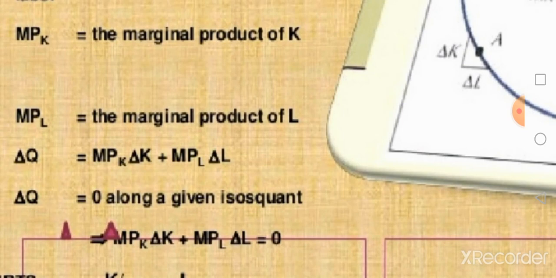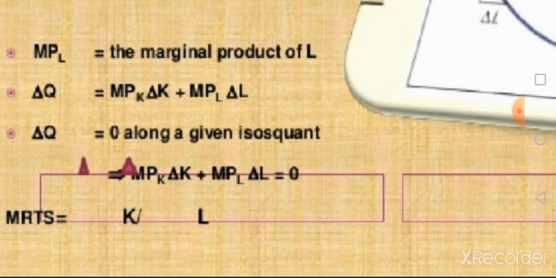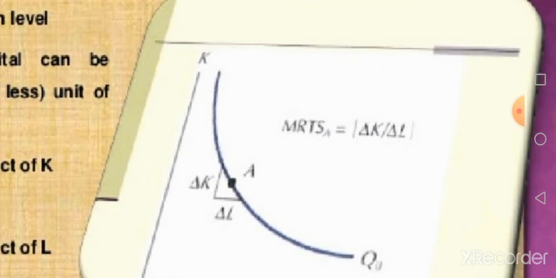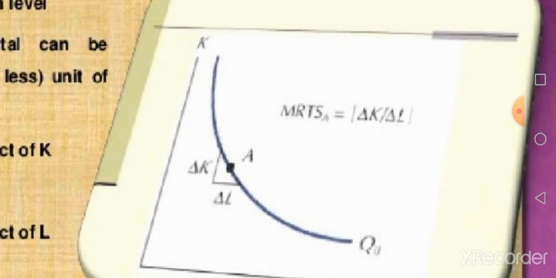So the equation is MPK delta K plus MPL delta L is equal to 0. MRTS is defined as delta K by delta L, the difference in capital by the difference in labor. If we take labor on the x axis and capital on the y axis, the iso-product curves form like that.